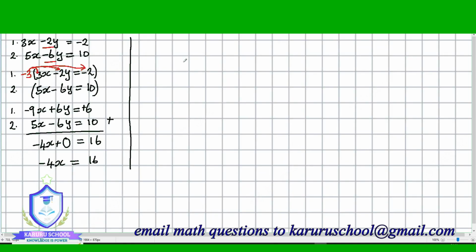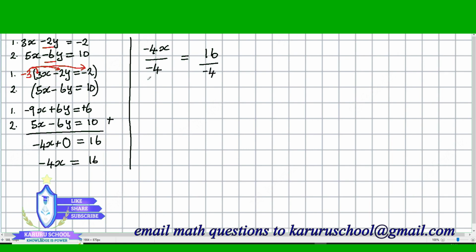The next step that we need to employ into our expression is to solve for the value of x, and we will solve for the value of x by dividing both sides by -4. So we have -4x divided by -4 should be equal to 16 divided by -4. Cancel by -4, you get 1. Cancel the other side of the equation by -4, you get 1, and cancel 16 by -4, you get -4. So this implies that the value of x would be equal to -4.